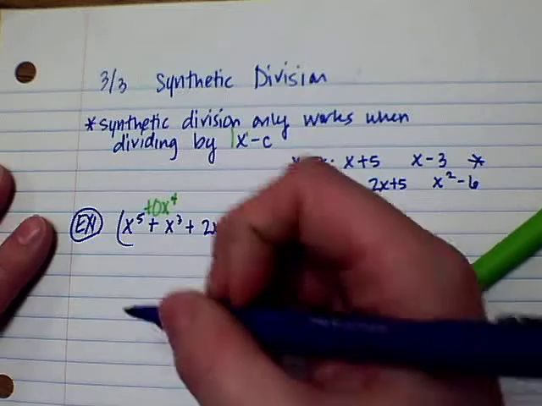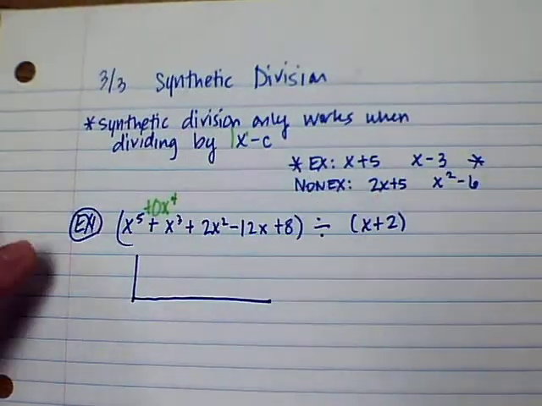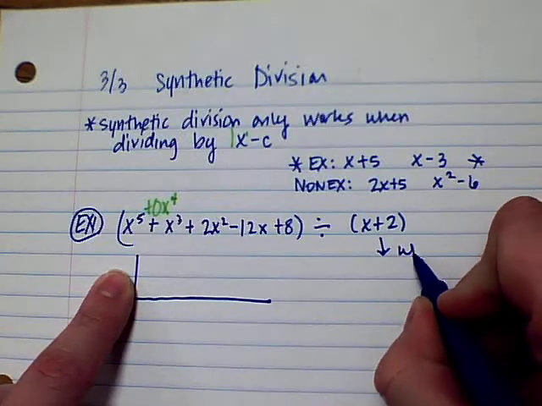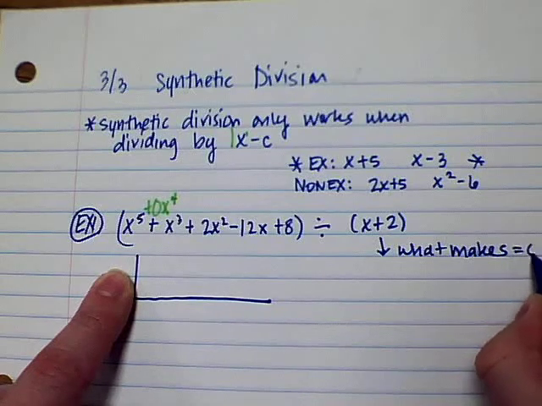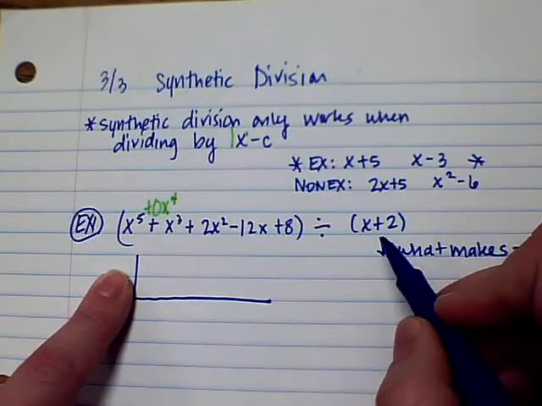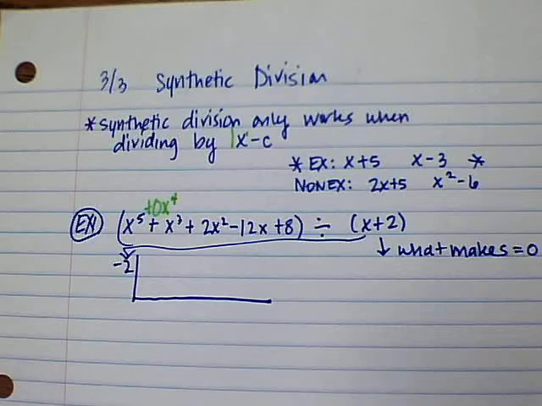So we're going to start off with drawing a little box here. This on the outside is going to be what makes your divisor equal 0. So what makes x plus 2 equal 0? That's negative 2. So that's going to go there.